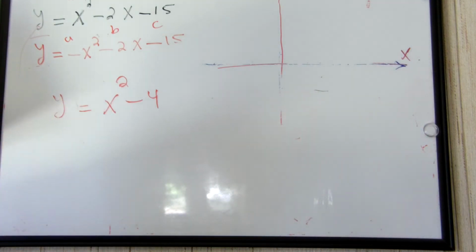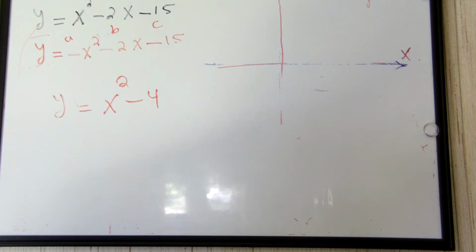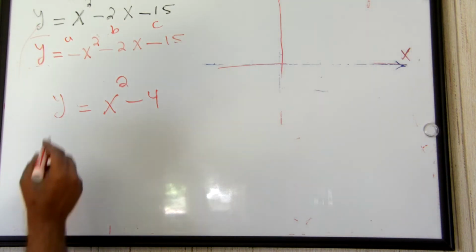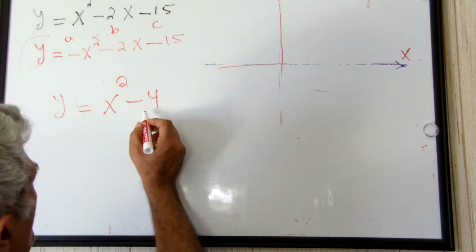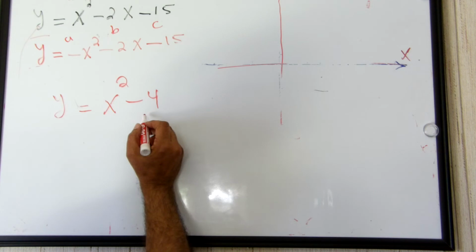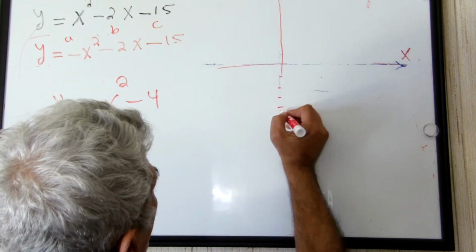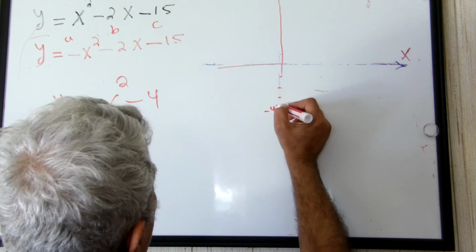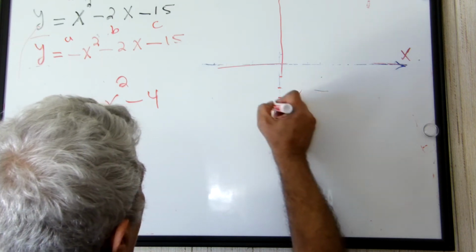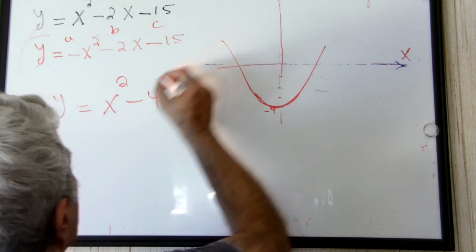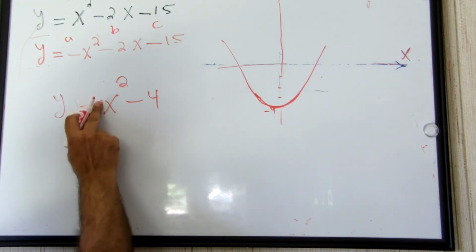So let's draw the graph of this one. See, we can use 1, 2, 3, 4, minus 4. You know, it's going to be something like that, because we have plus here, plus.